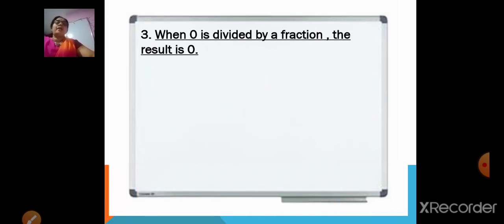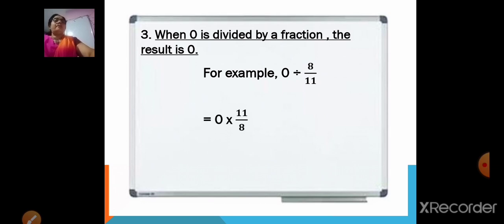Now your third property tells you that when 0 is divided by a fraction, the result is 0. For example, if 0 is divided by 8 upon 11, that means 0 multiplied by the reciprocal of 8 upon 11, that is 11 upon 8. Your answer or your result is 0. Yes, we have already learned in multiplication also, any number if you multiply it by 0, the answer will always be 0. So same here, when 0 is divided by a fraction, the result is always 0.